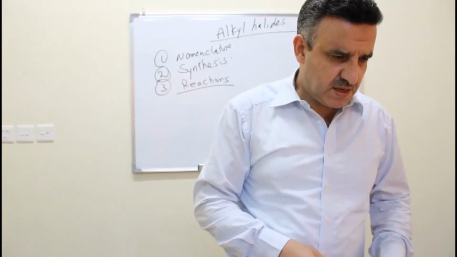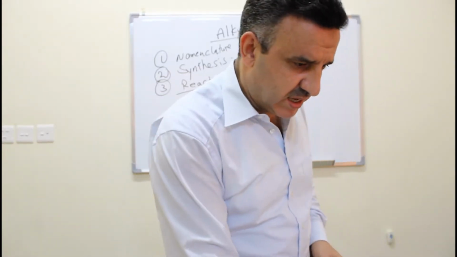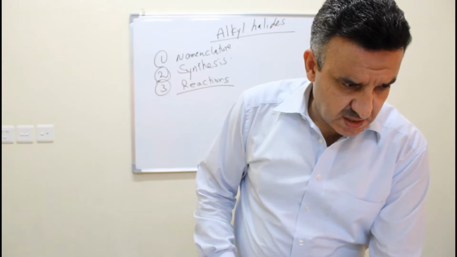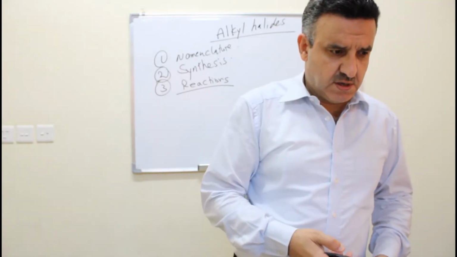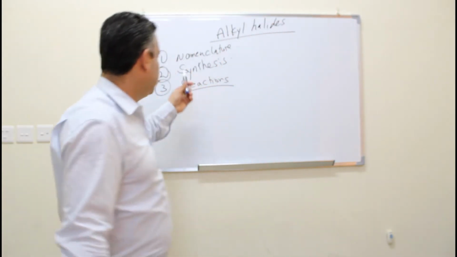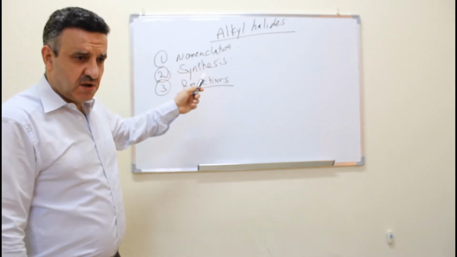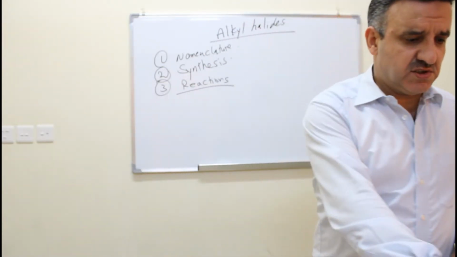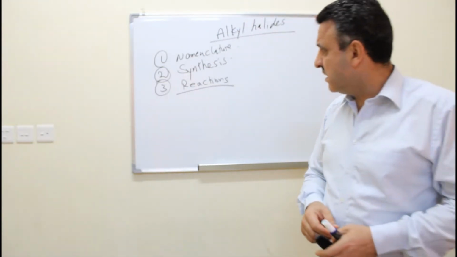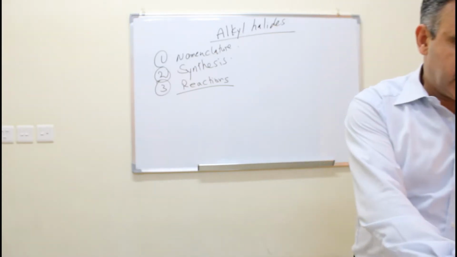Chapter 7 is about alkyl halides and their reactions. Of course, as usual, we will discuss the following aspects: the nomenclature of alkyl halides, the synthesis or preparation of alkyl halides, and the reactions of alkyl halides.